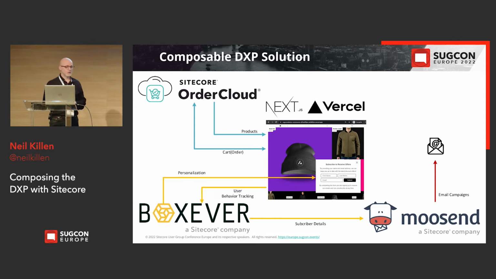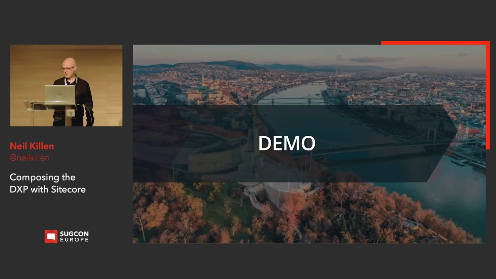So this is what the solution looks like. Obviously, you've got Order Cloud that's managing the products and displaying those on the site, and cart information is being tracked as well and sent back to Order Cloud. Then you've got Boxever, which is doing the personalization and tracking the user behavior. And when they submit the subscription, those details are sent through to Send. So let's do a quick demo.